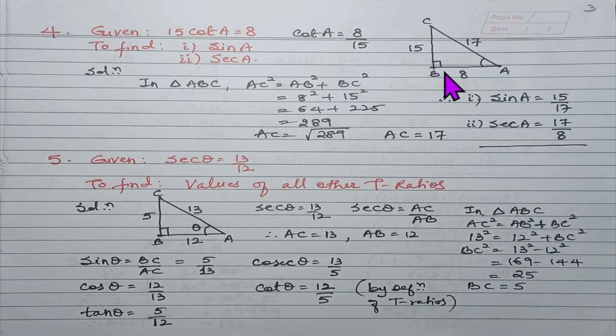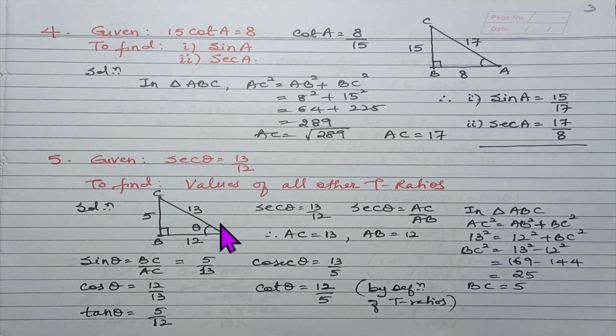And sec A will be AC by AB, and that is 17 by 8. So those are the two things that have been asked for us to find. Now the next example is sec theta is equal to 13 by 12. We have to find the values of all the other t ratios.